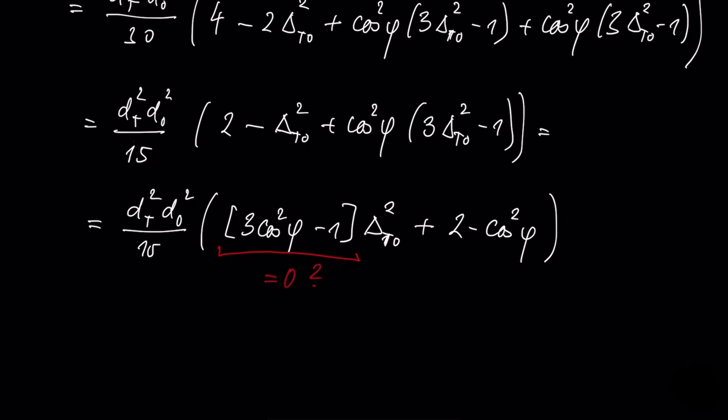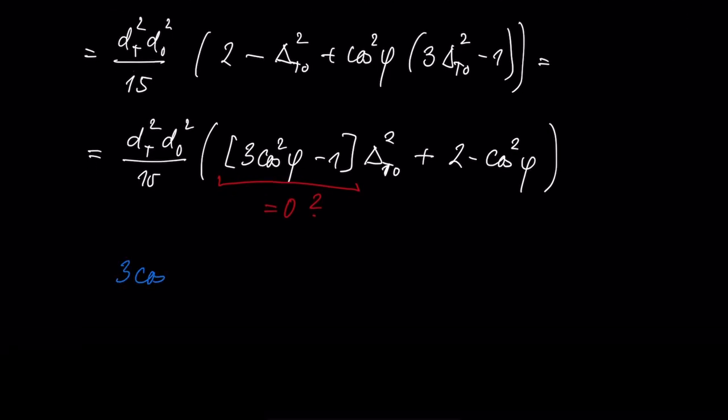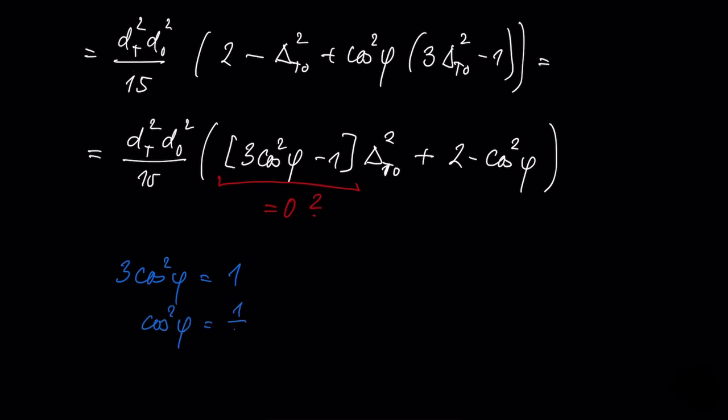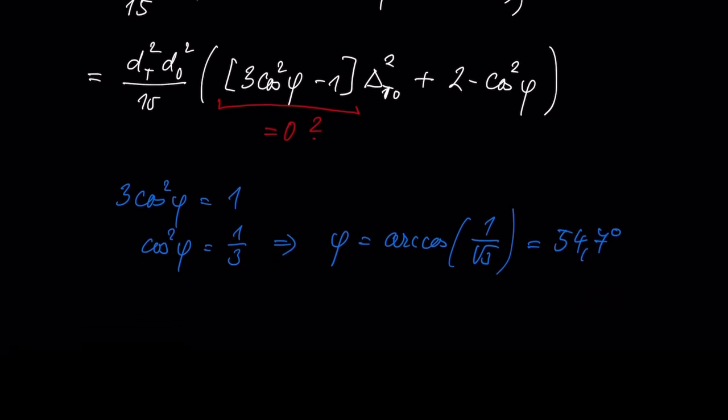Can I actually set the polarization between the pump and probe in such a way that the complete contribution of the rotational diffusion will disappear? Yes, I actually can. So if I say that I want to choose phi in such a way that 3 cosine square phi is equal to 1, that is certainly possible because cosine square phi is smaller than 1. And out of that, basically arc cosine of 1 over square root of 3, this is roughly 54.7 degrees. And this is the so-called magic angle.